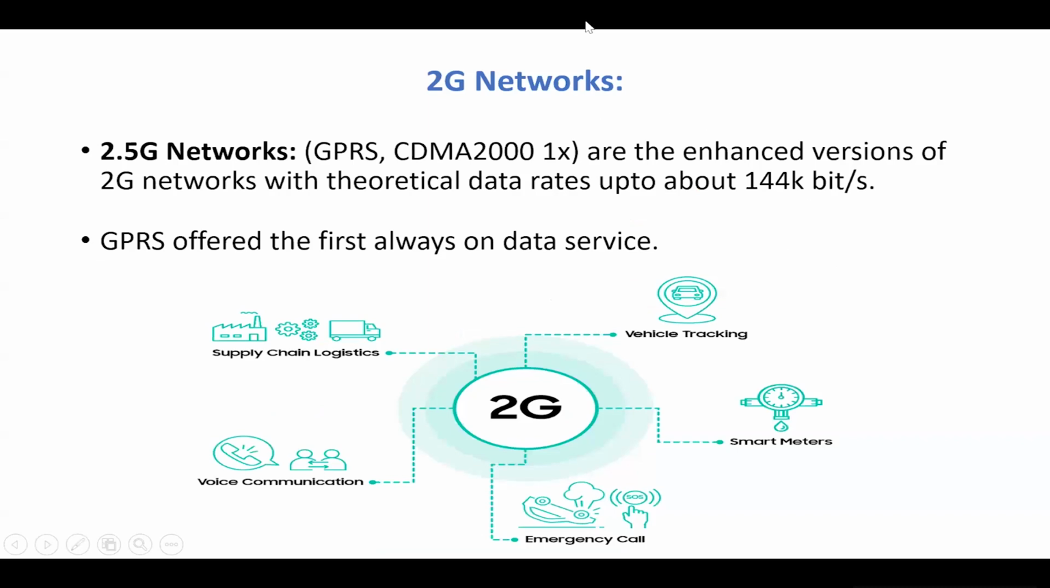Next comes the 2G networks. 2G networks like GPRS, CDMA and all those things have a theoretical data rate. So here in 2G, there comes data up to 144 kilobits per second. As you can see, compared to the current trend, whatever we use, 4G or 5G, in 2G we had very low data rates. But compared to 1G, where we did not have any data rate, this was something new which was introduced. GPRS offered the first always-on data service. GPRS, which we already studied in the previous session, is the General Packet Radio Service, a kind of mobile data standard. So that is about your 2G.